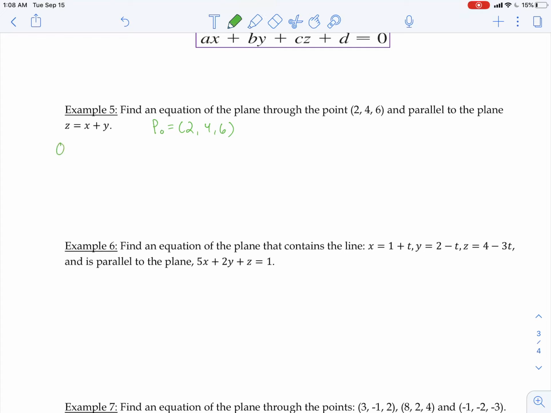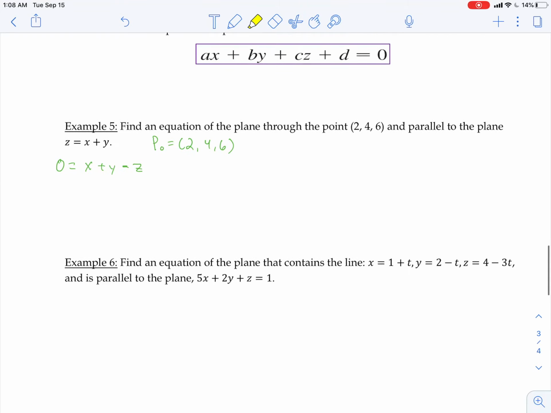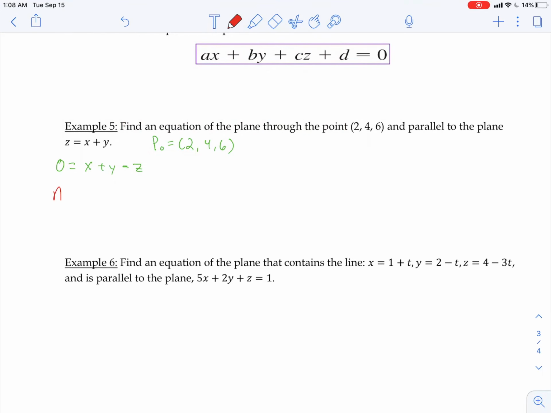I'm just going to rewrite the way this looks. I'll say 0 is equal to x plus y minus z. And of course, from earlier, every coefficient with our variables is going to be our normal vector. So the normal vector for this equation of a plane is just 1, 1, negative 1. And now I can write the equation of my plane.